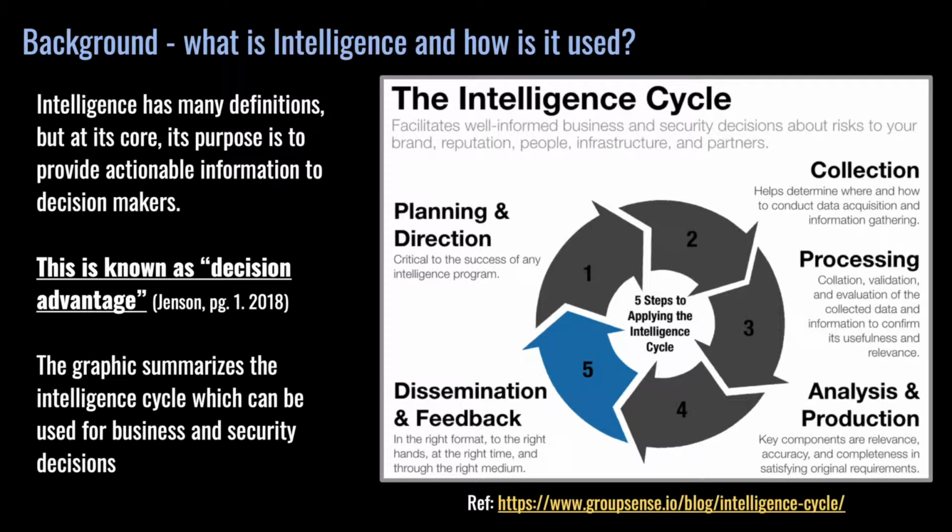Let's talk a little bit about intelligence and cyber threat intelligence. What is intelligence? Intelligence has various definitions, but fundamentally, its purpose is to provide actionable information to decision makers. This is also known as decision advantage. The graphic here shows the general intelligence lifecycle. It consists of 5 phases: planning, collection, processing, analysis and production, and finally dissemination and feedback.